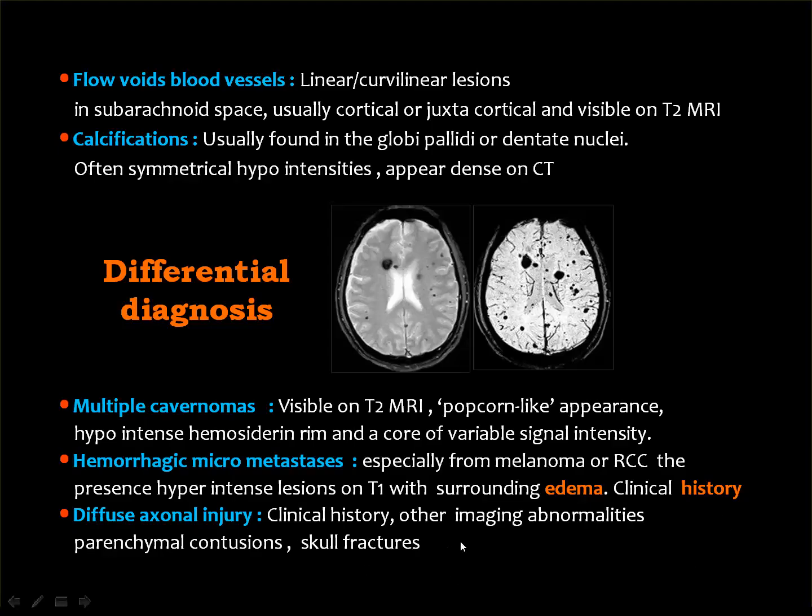Diffuse axonal injury, I will also discuss in the pediatric images, and this is easy to discriminate because of the history of significant trauma, the presence of skull fractures, and the state of the patient itself. Patients with diffuse axonal injury are almost comatose.